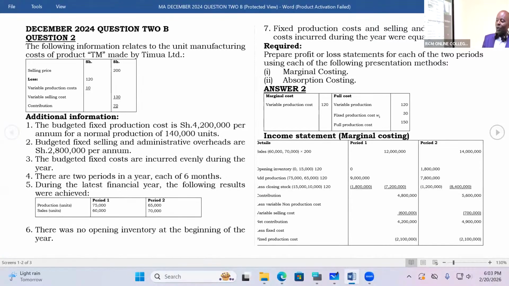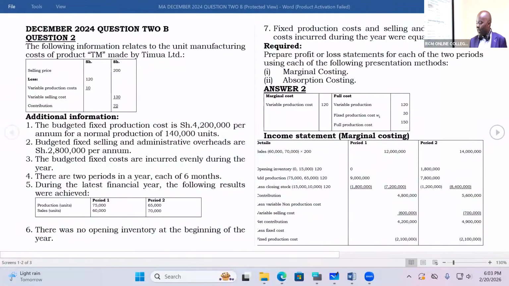During the last financial year, the following results were achieved. There was no opening inventory at the beginning of the year. Fixed production cost and selling and administrative costs incurred during the year were equal to the budget. Required: prepare a profit or loss statement for each of the 2 periods using each of the following presentation methods.